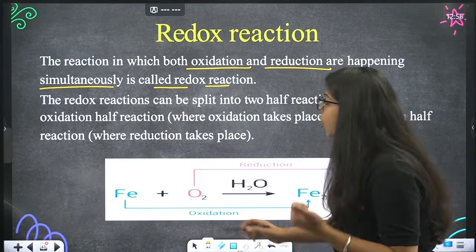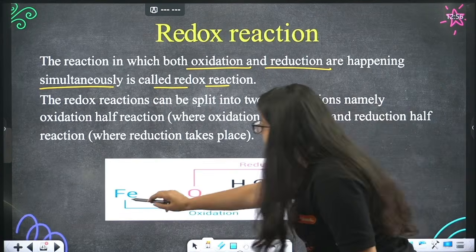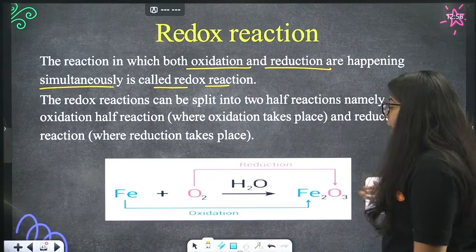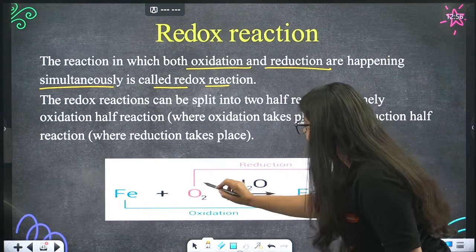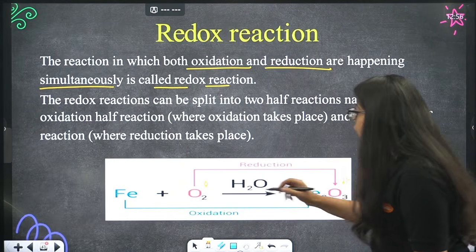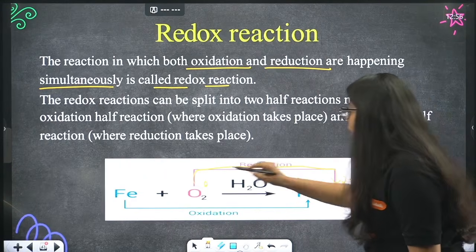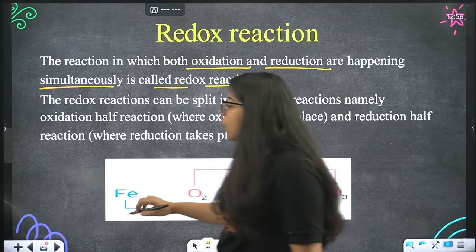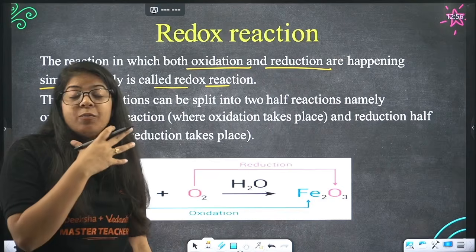Understood? So Fe plus O2 with water gives us Fe2O3. So at Fe, what is happening? Oxygen is being added to Fe, right? So oxidation is happening. In O2, this is 0 oxidation state, right? But here the oxidation state is minus 2. So what is happening? Reduction is happening.